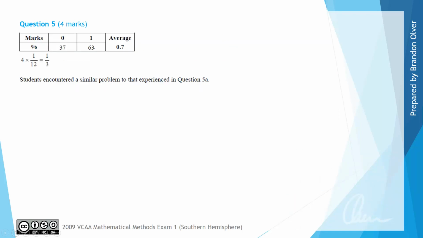From the examiner's report, we can see that nearly 2/3 of students got this answer correct, and students encountered similar difficulties to that experienced in 5A, so that's where their arithmetic may have been an issue, or they may have been unable to set up the sample space that was required.